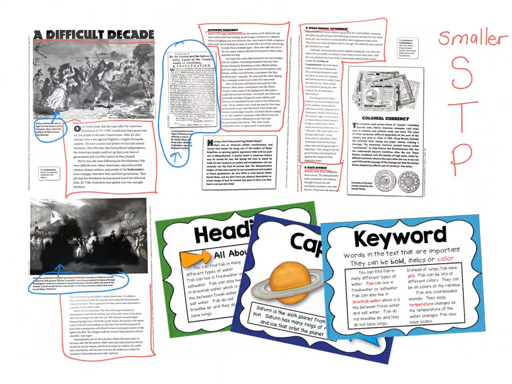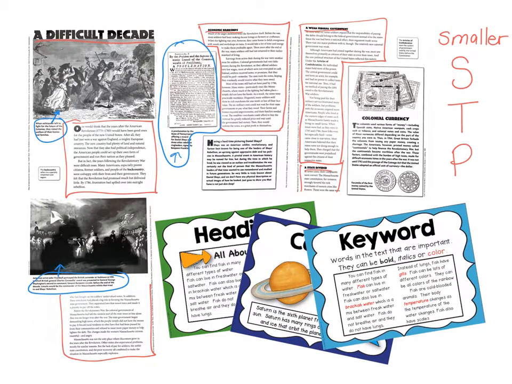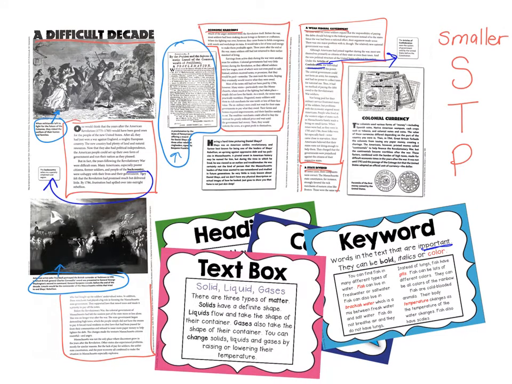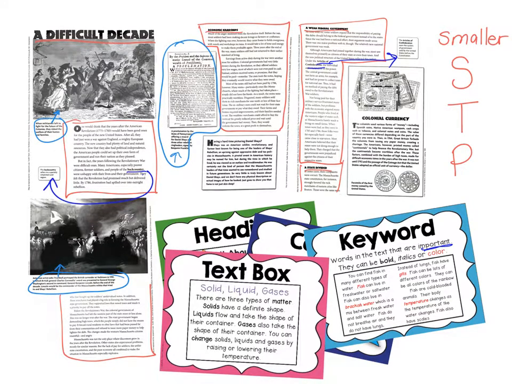Keywords are words in the text that are bold, italics, or colored to show that these are important words. We have backcountry, and we have articles of confederation. Now this text actually gives us the meanings of these words off to the side, which is another feature for us called a text box. So a text box then can give us more information about a keyword.